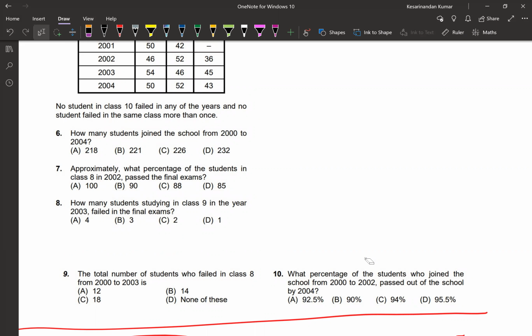The 6th one's answer is C. 7th one's answer is D, D for duck. 8th one's answer is Bombay. 9th is Delhi. And 10th is Ahmedabad. Got it, everyone? Yes. Okay. Then this is all you require for tables basically.